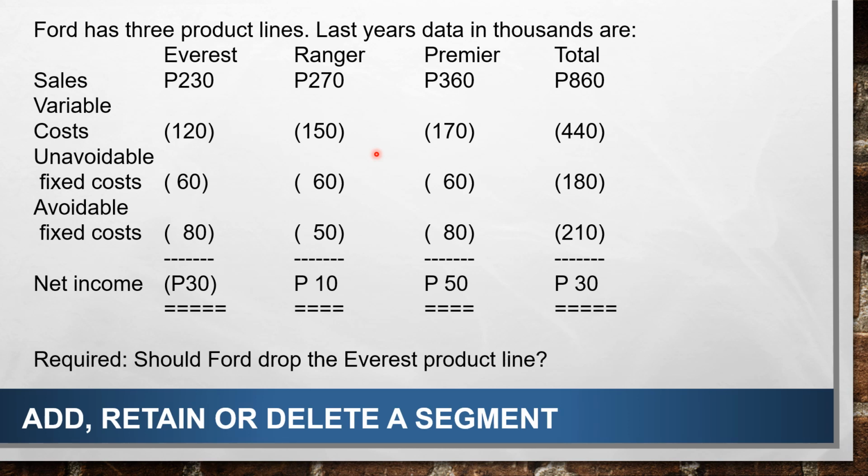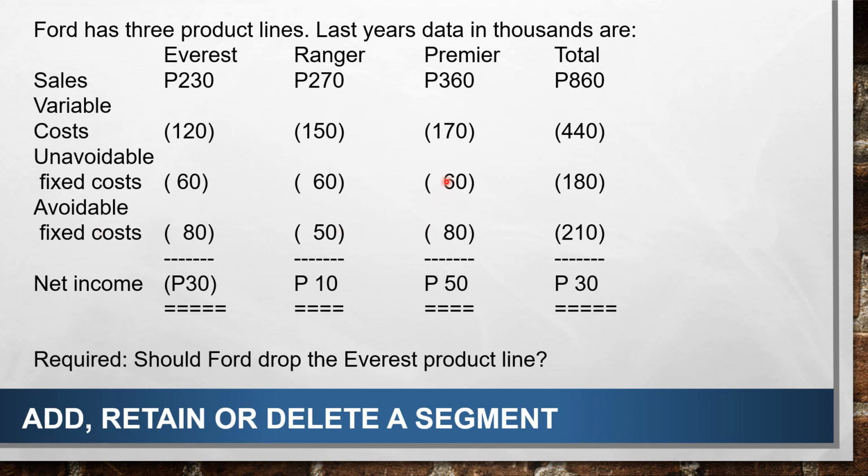So these are somewhat familiar and already common because we are done with responsibility accounting. So we know how segment income reporting looks like. Okay, so we have unavoidable fixed cost: 60 for Everest, 60 for Ranger, 60 for Premier, total 180. As you can see, unavoidable fixed cost in our responsibility accounting refers to the allocated fixed costs. Okay, so now we have the avoidable fixed cost: 80 for Everest, 50 for Ranger, 80 for Premier, with a total of 210.